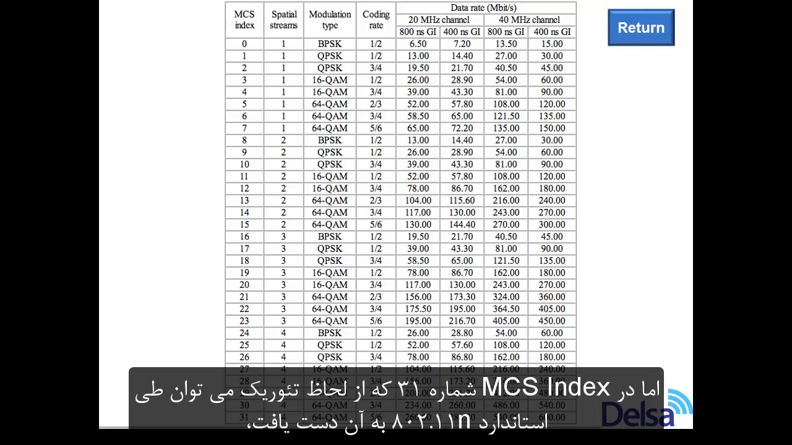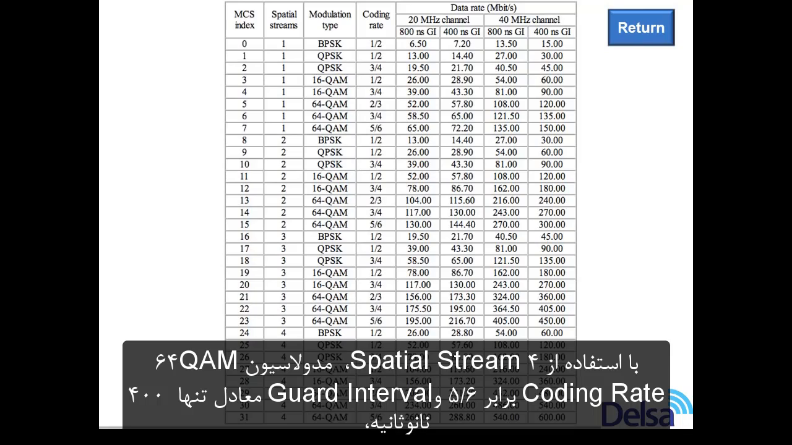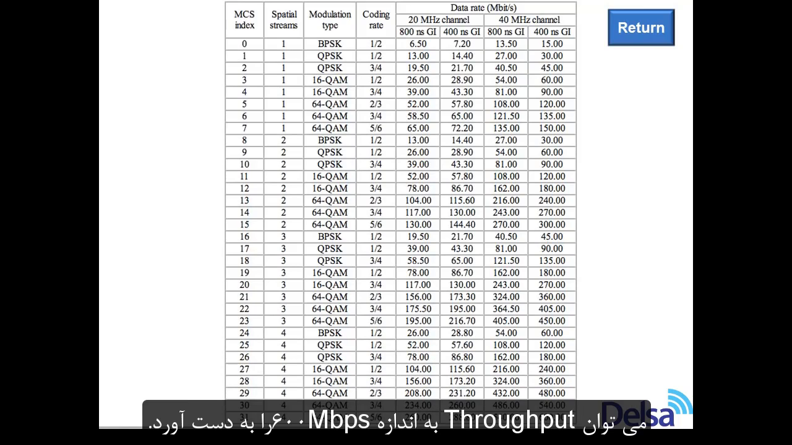But if we go to MCS index 31, which is theoretically possible today with 802.11n using 4 spatial streams and 64 QAM, using a coding rate of 5/6, we could actually achieve, using a guard interval of only 400 nanoseconds, a throughput of 600 megabits.